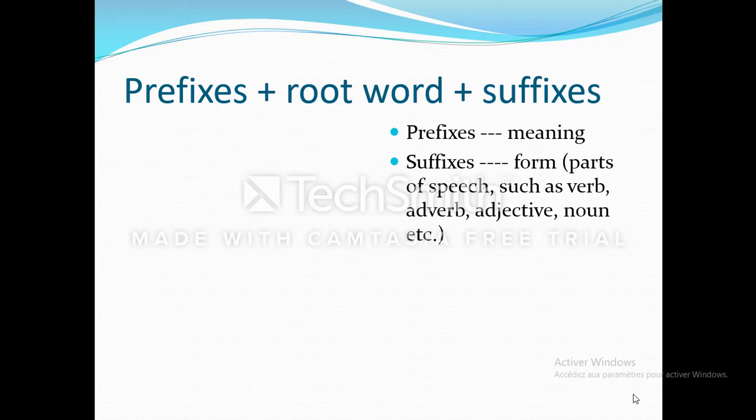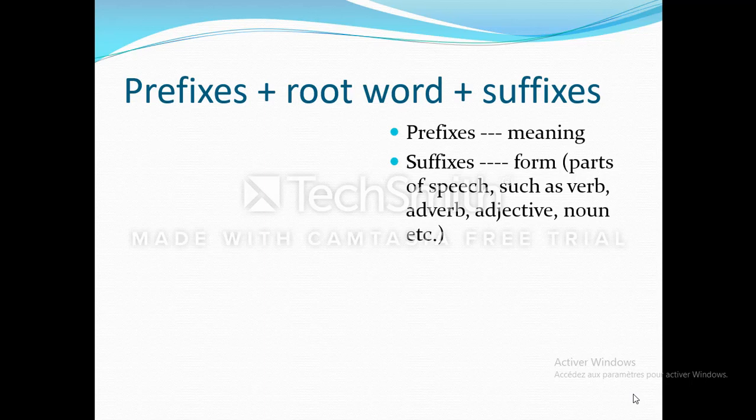So, I will give you an example. If the root word is a noun and we add a suffix, it may become an adjective. Or if we have an adjective and we add a suffix, it becomes an adverb, and so on.